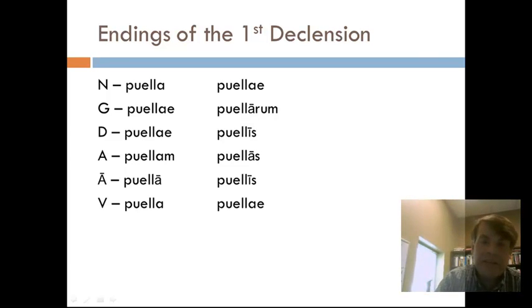Notice that the vocative is exactly the same as the nominative. That is always the case with first declension nouns. It will often be the case that the vocative has the same form as the nominative. How are you going to tell the difference? Context. Is this noun being used as the subject of the sentence, or is this noun addressing someone?